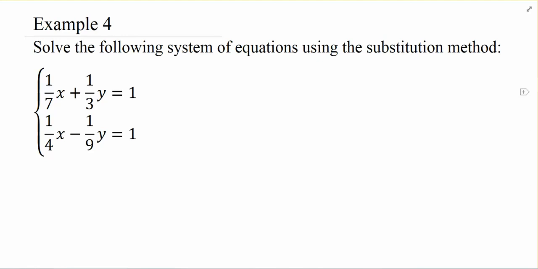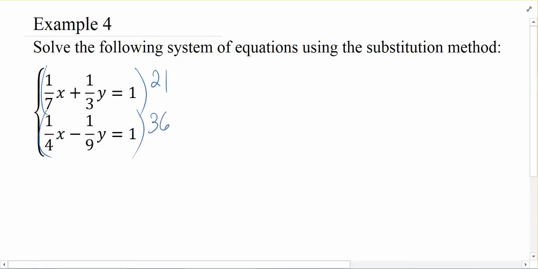How about this one? Holy cow! This looks disgusting. But we don't have to deal with fractions. You can look at this and say, wow, fractions suck. Let's get rid of the fractions. We can legally do that by multiplying both sides of the equation by the LCD, the least common denominator. Between 7 and 3, the least common denominator is 21. We're going to multiply both sides of the equation by 21. For the second equation, we could multiply both sides of the equation by 36, because that's the LCD there.